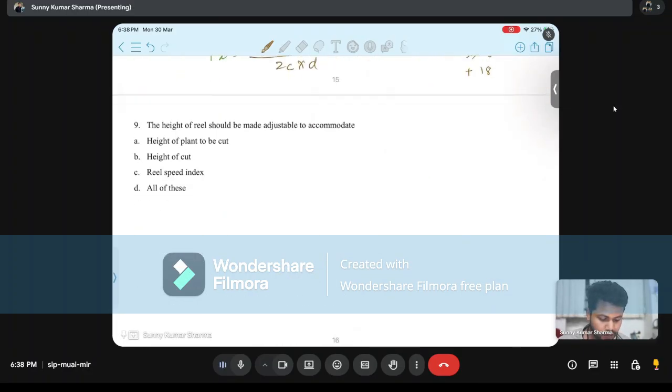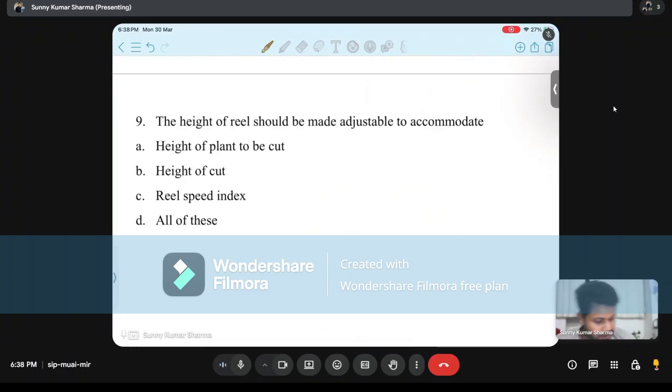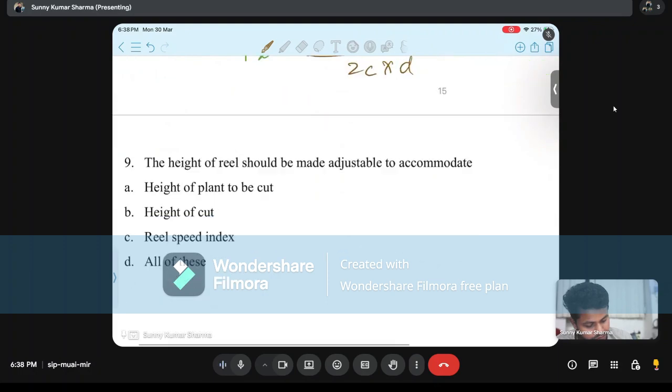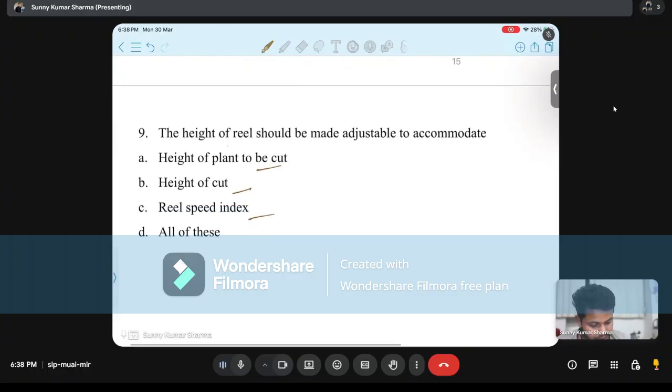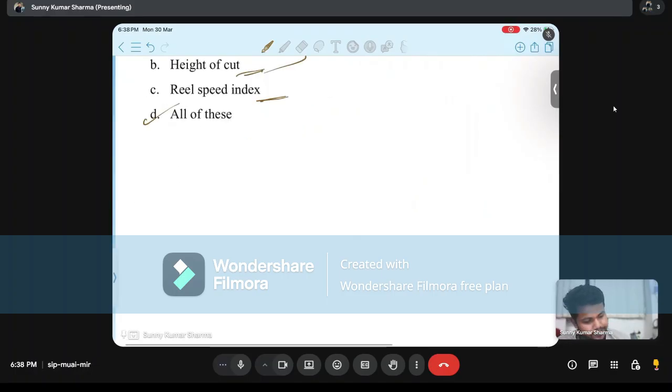So next question is the height of rings would be made adjustable. So height of all rings, the height of all, plane and cut, height of cut, and splitting. You can guess it also: the height of rings should be made adjustable to accommodate everything, like height of cut as well as plant cut, heat splitting also. Because if it is less height, then these two will not be followed. So correct answer will be.